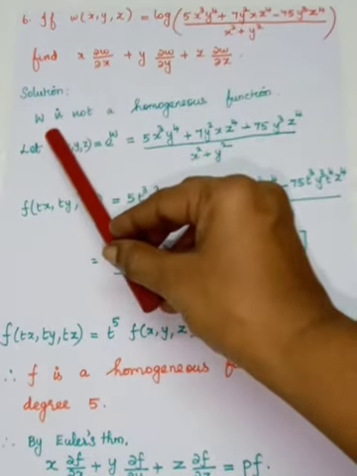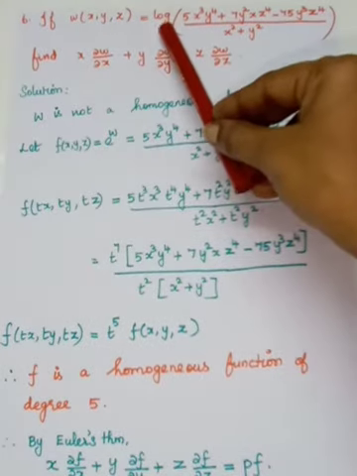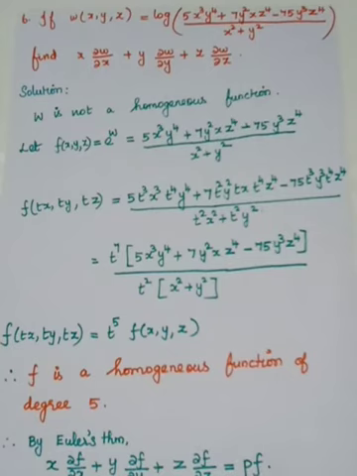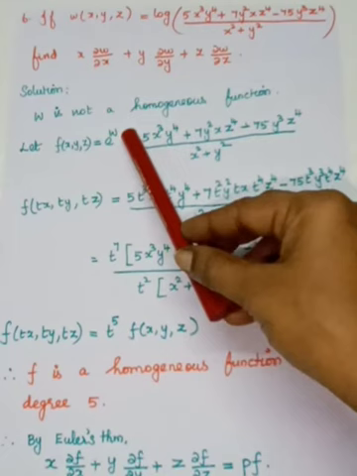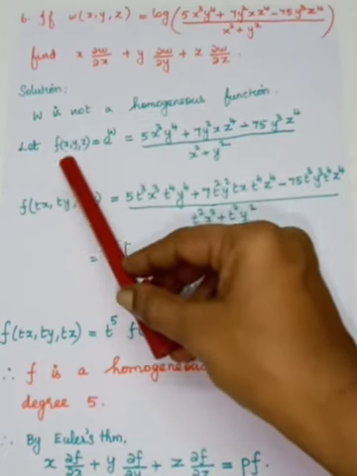But the conclusion is what? w is not a homogeneous function, because of the log. The log has to be taken to the left side. How will it go? e power w. So you have to name that function as f. Now it is not w, it is your f.